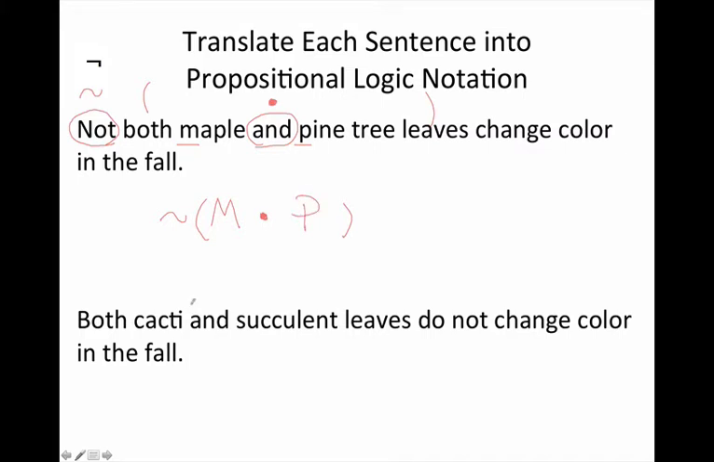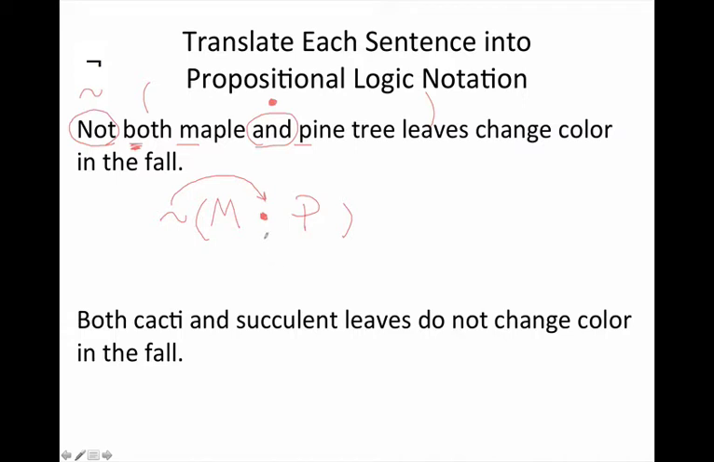Now, remember a couple things. One is that your negation, which is symbolized by the tilde, always goes to the left of whatever it's negating. And since it's negating the both, it's saying no to the dot. So we need to have a pair of parentheses around this conjunction sentence so that we know what's being negated. Another way to think about it is that the parentheses tell us that M dot P acts as a unit.